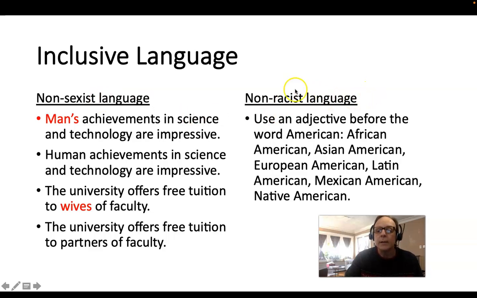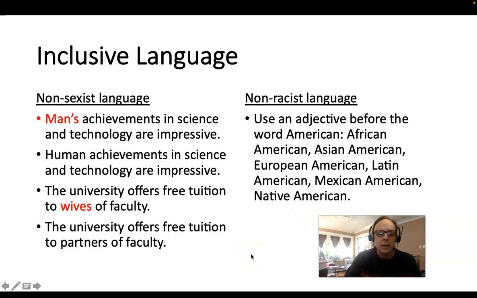Same thing with race, right? We can leave people out, or we can use terms that are inappropriate. This can be very challenging because terms change, but in writing it's a little easier than in speech because we have time to think about it. We could even let somebody review our paper with this in mind. We often use an adjective before the word American, like African American, Asian American, European American, Latin American, Mexican American, Native American. I'm sure you're familiar with all these.